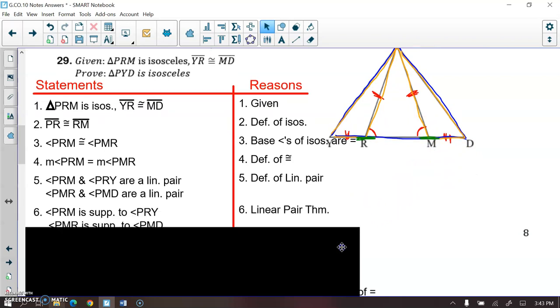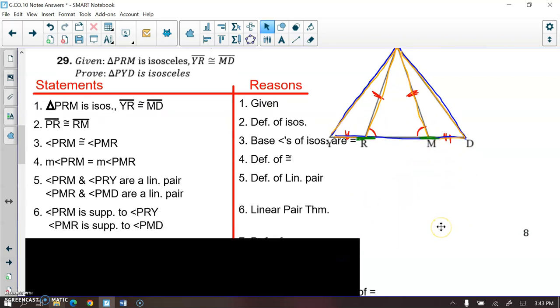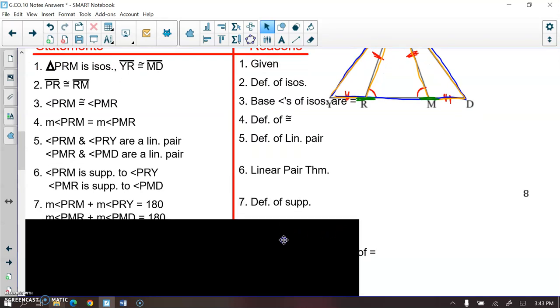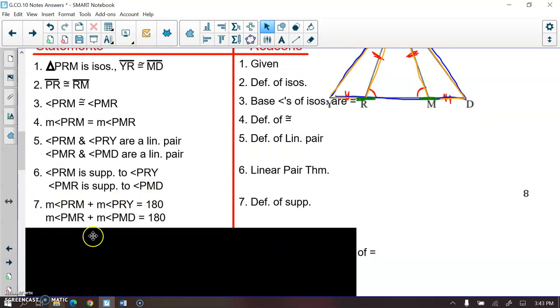Knowing that those are linear pairs, we know that they're supplementary. So PRM and PRY are supplementary, and PMR and PMD are supplementary. That's by the linear pair theorem. Well, if I know that they're supplementary, by the definition of supplementary, I can create these two equations.